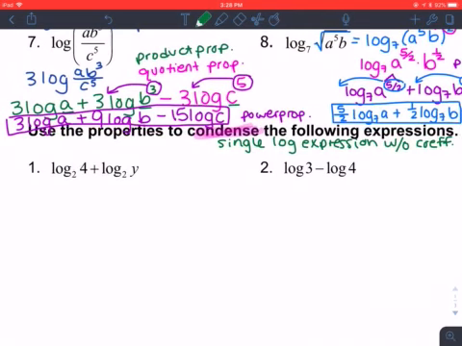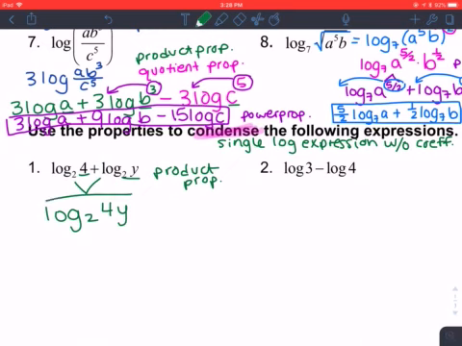So if I look at number 1, example 1, these two logs are being added. So we're going to use the product property, and we're just going to go backwards to combine them. So we have a single log with the same base, 2, and then we're going to multiply our arguments. So 4 times y. So our final answer is log base 2 of 4y.